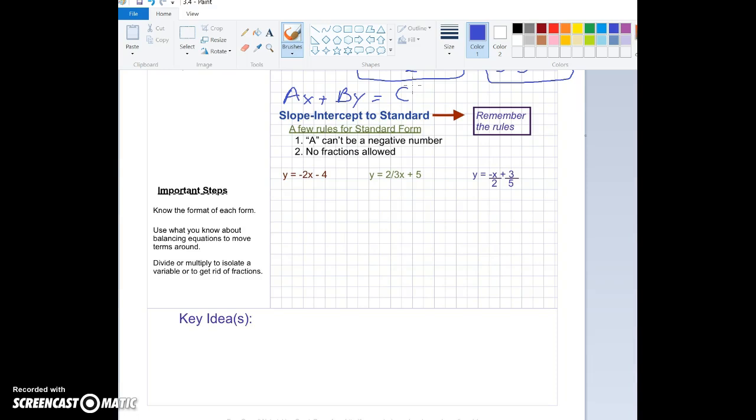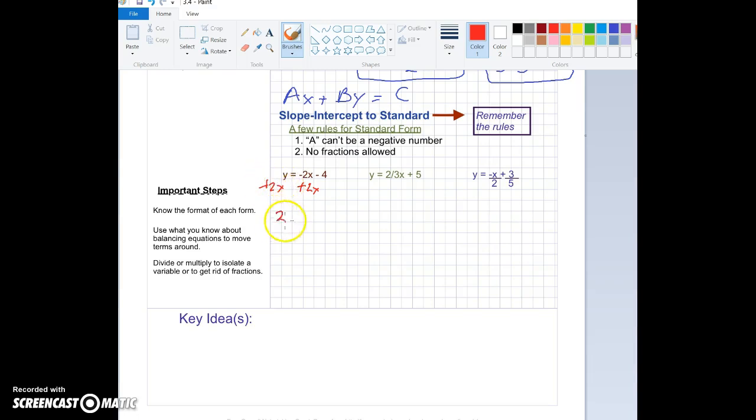All right, let's go ahead and get started. Here's the first one, y equals negative 2x minus 4. I think what I'll do is I will add 2x to both sides because I'm going to go ahead and move my x over to the left-hand side.